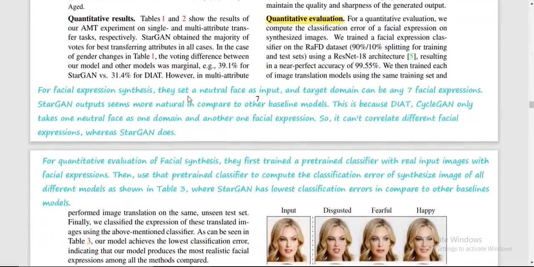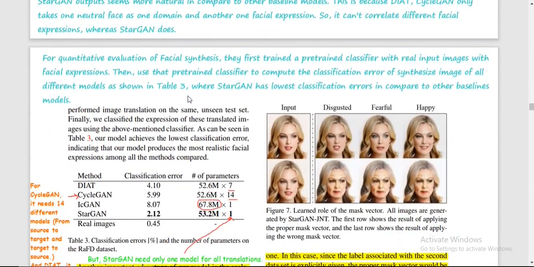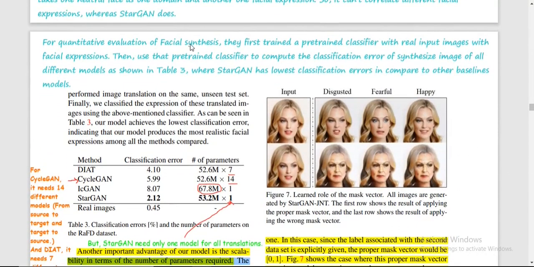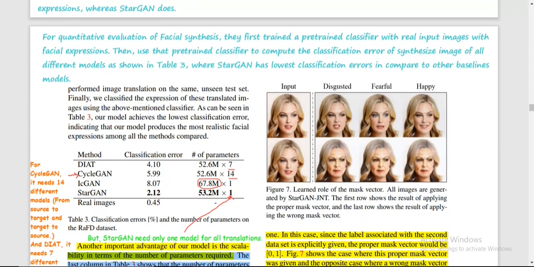So for quantitative evaluations, again for the facial synthesis, they first trained a pre-trained classifier with the real input images with facial expressions, and then they use that pre-trained classifier to compute the classification error on the synthesized images of all the different models, as shown in Table 3, where StarGAN has the lowest classification error at 2.12 compared to the other baseline models, right?